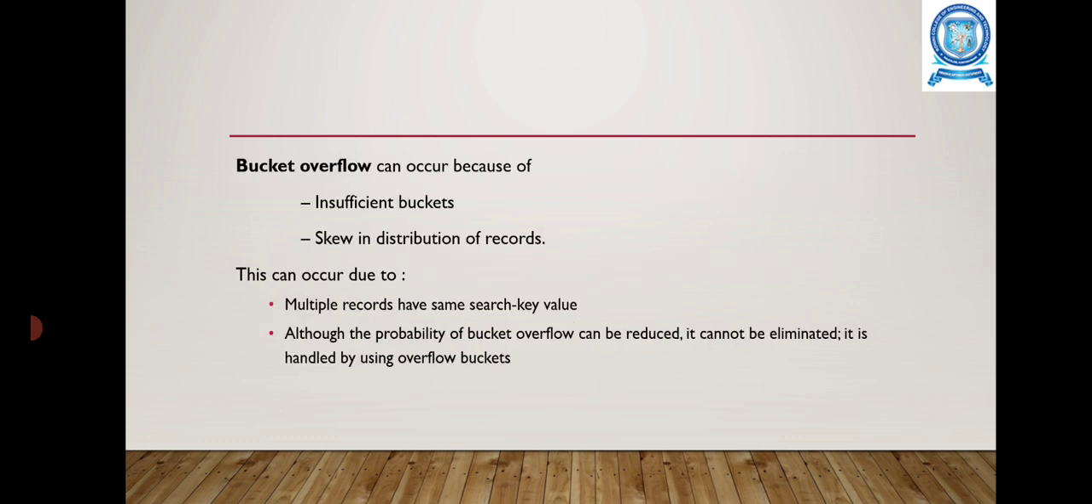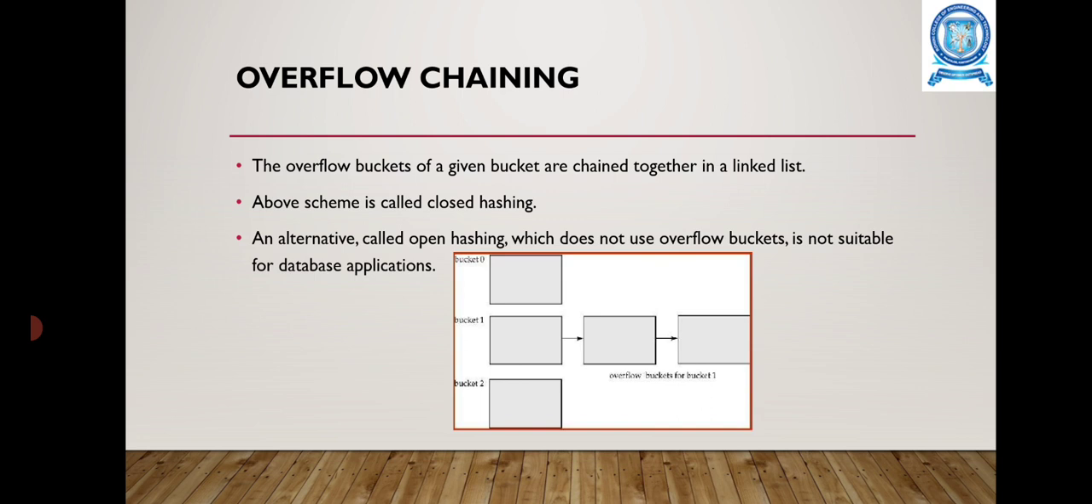Bucket overflow can occur because of insufficient buckets or skew in the distribution of buckets. This can occur due to multiple records having the same search key value. Although the probability of bucket overflow can be reduced, it cannot be eliminated. It is handled by using overflow buckets. That is overflow chaining. The overflow buckets of a given bucket are chained together in a linked list. The above scheme is called closed hashing. An alternative called open hashing does not use overflow buckets. It is not suitable for database applications.